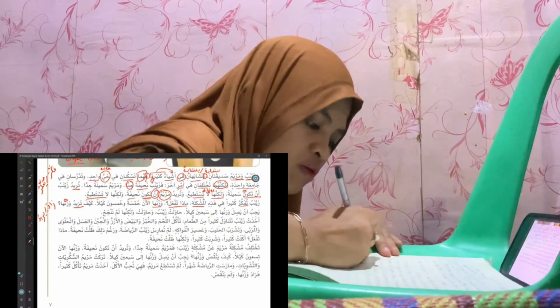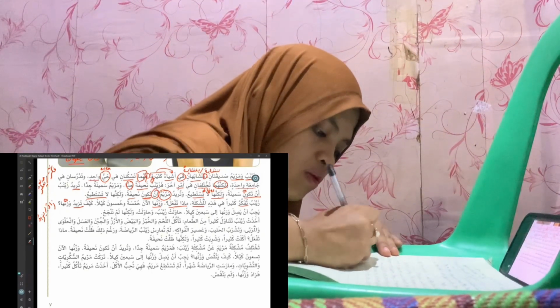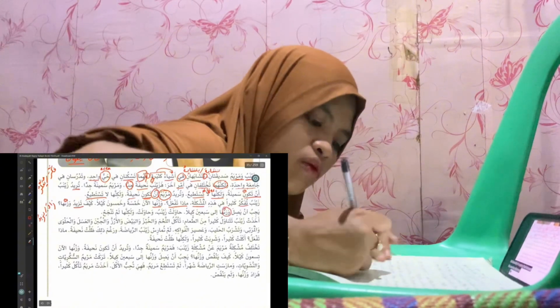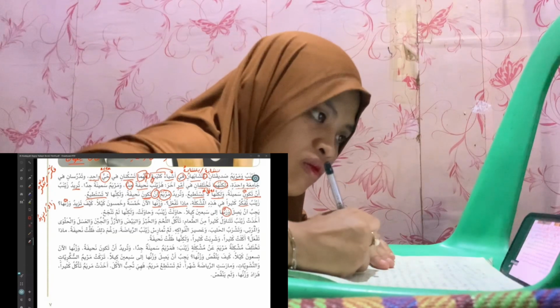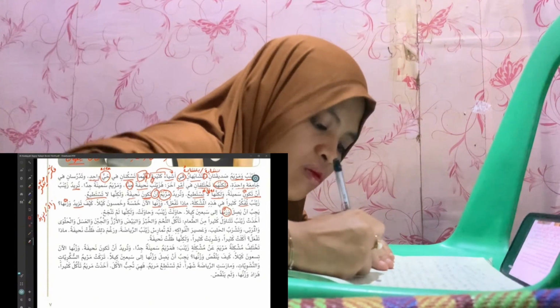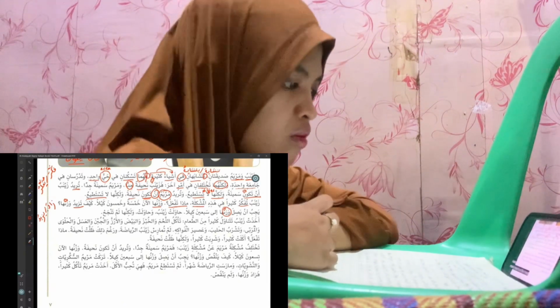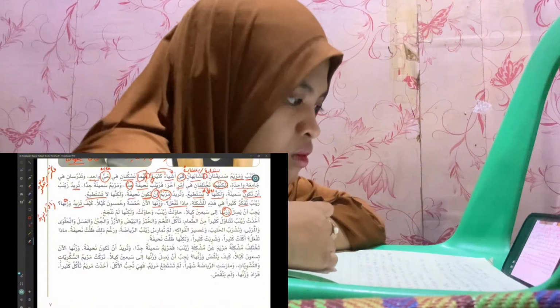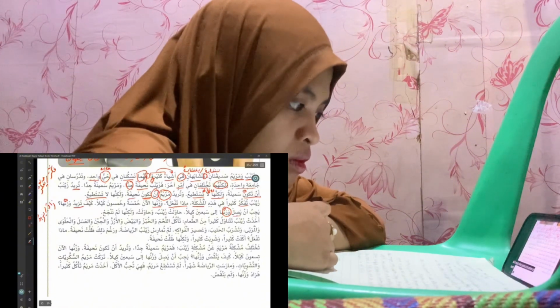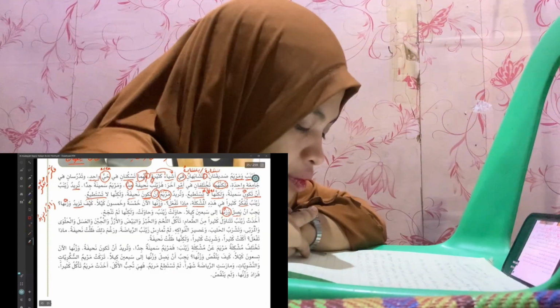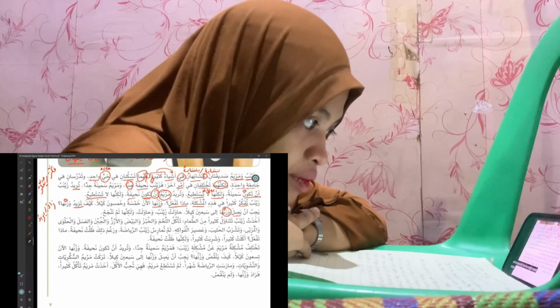يجب أن يصل وزنها. So it's a little bit complex structure, but basically it's saying that because this one has dhamma, yajibu an means it must. So it must what? Yasila is to arrive or reach. What should reach? Waznuha. So basically the weight must reach. Her weight must reach what? Ila 70 kilan. So 70 kilo.